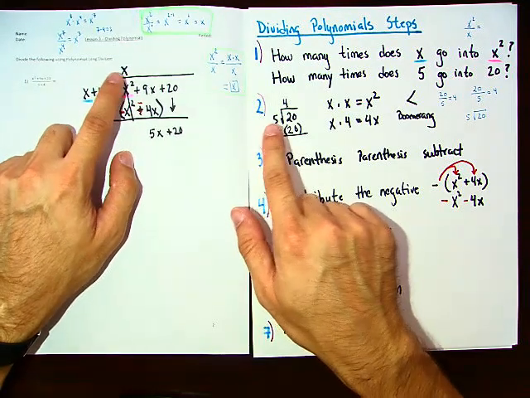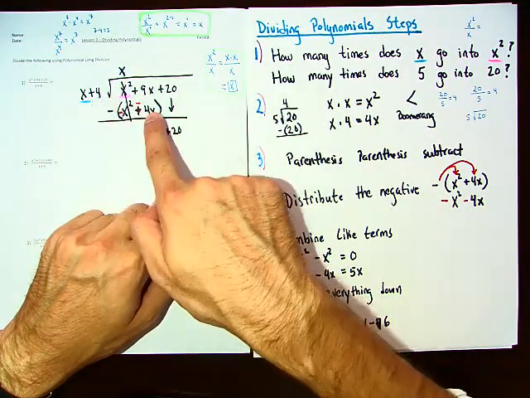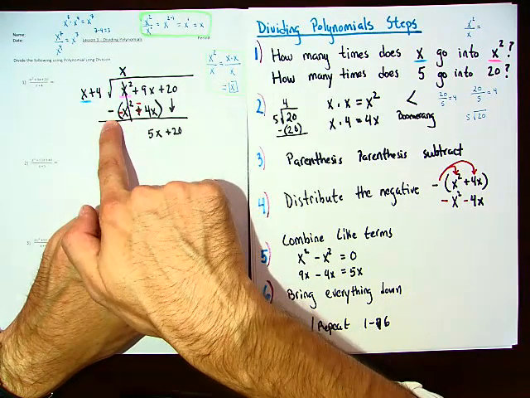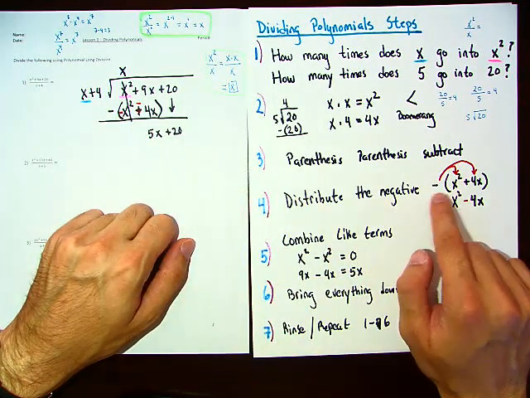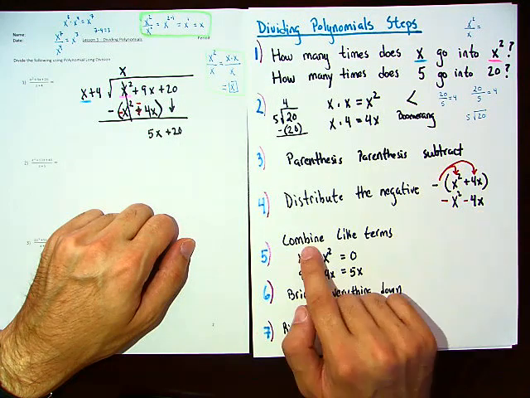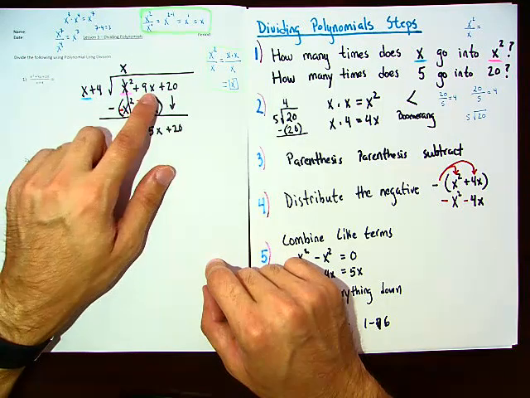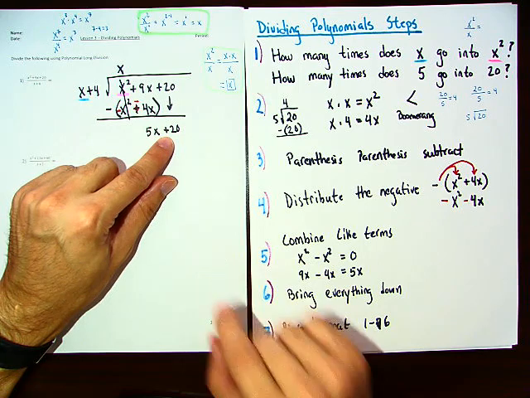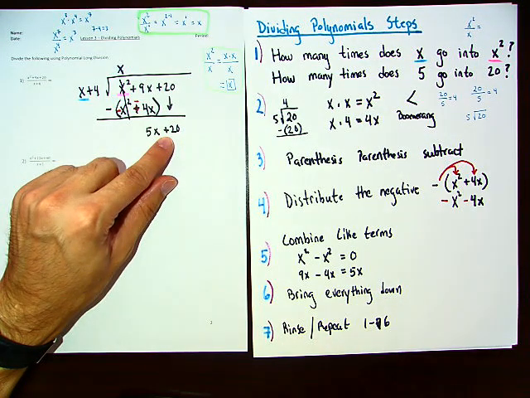Then what did we do? We did the boomerang, right? We did x times x is x squared. x times 4 is 4x, okay? Then what did we do? Parentheses, parentheses, subtract, okay? Now we distributed that negative, right? We distributed the negative. So this is negative x squared, and that's negative 4x. Then we combined the like terms. So x squared minus x squared is 0. 9x minus 4x is 5x. And then we brought down the 20, okay? And so we just did steps 1 to 6. Now we have to repeat 1 to 6.